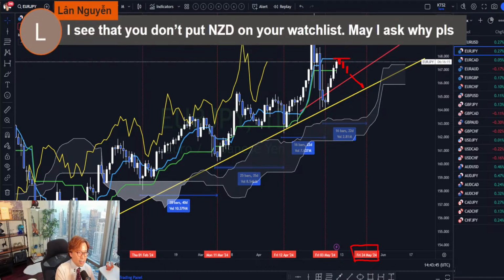Lan says, "I see that you don't put NZD on your watch list. May I ask why, please?" Yes, I have all these. These are the Forex pairs on my watch list, but I don't include New Zealand pairs because based on my backtesting, out of 100 trades, 100 times of backtesting, when I did it, New Zealand pairs' performance was not really good as compared to these pairs, and that's why they are not there.